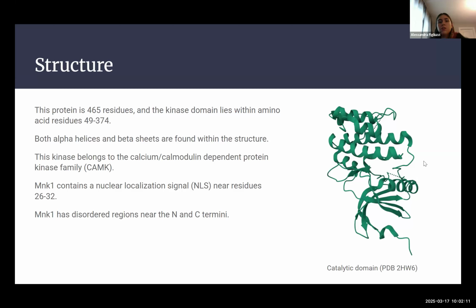In terms of the structure, there's only one domain, which is the kinase domain, that lies within residues 49 and 374. The kinase domain exhibits strong sequence similarity to other kinase domains in proteins belonging to the calcium calmodulin dependent protein kinase family. The protein does contain a nuclear localization signal near the N-terminus, which consists of basic residues allowing its entry into the nucleus. And it does contain some disordered regions near the N and C termini. And here, this is just the catalytic domain, not the entire protein.